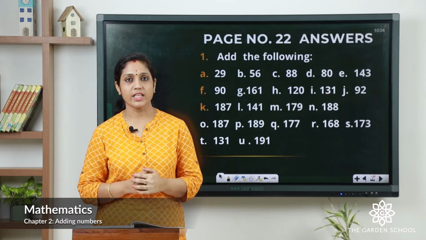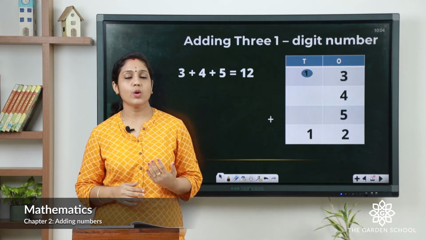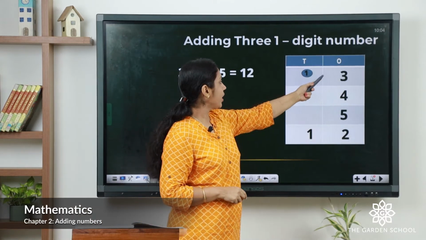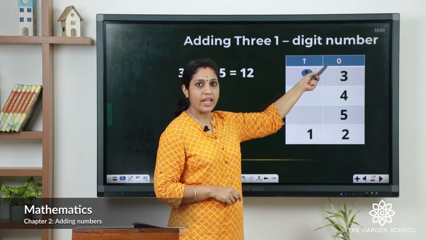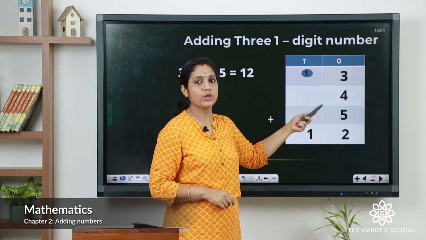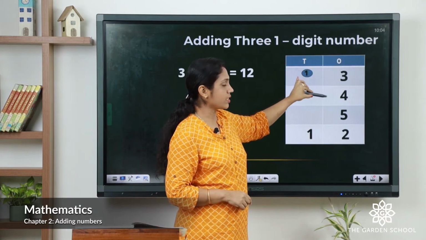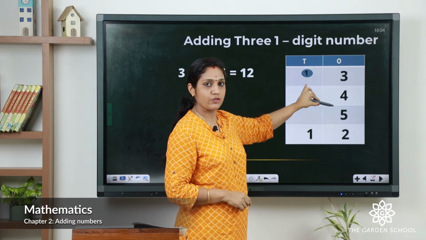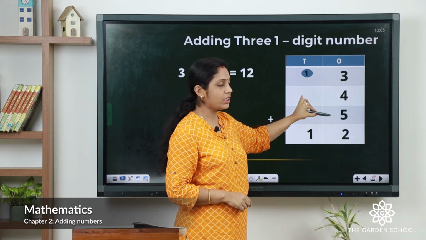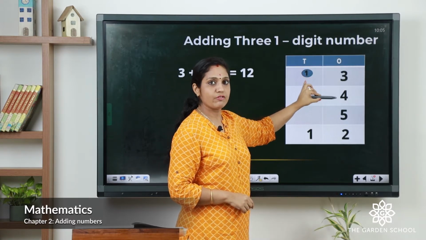Now, moving on to today's class, we are going to learn to add 3 one-digit numbers. You can see here we have 3, 4 and 5. They are one-digit numbers. So, we have to add these 3 numbers to get the sum. First, we have to add the first 2 digits, that is 3 plus 4. What is the answer? It is 7. Then add that answer to the third number. So, we can do 3 plus 4, 7, 7 plus 5, 12.